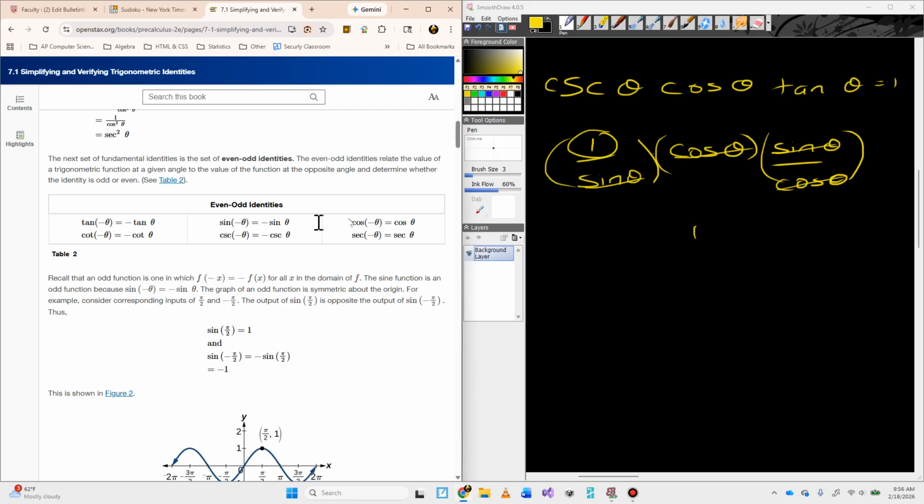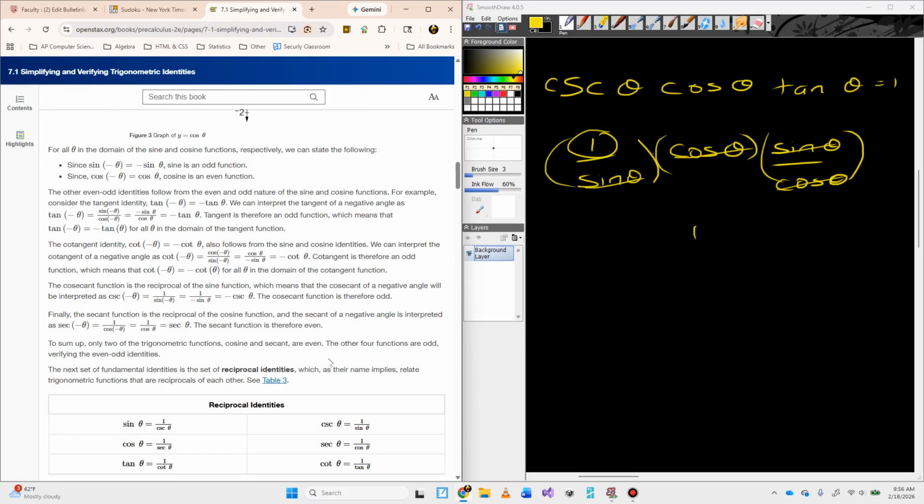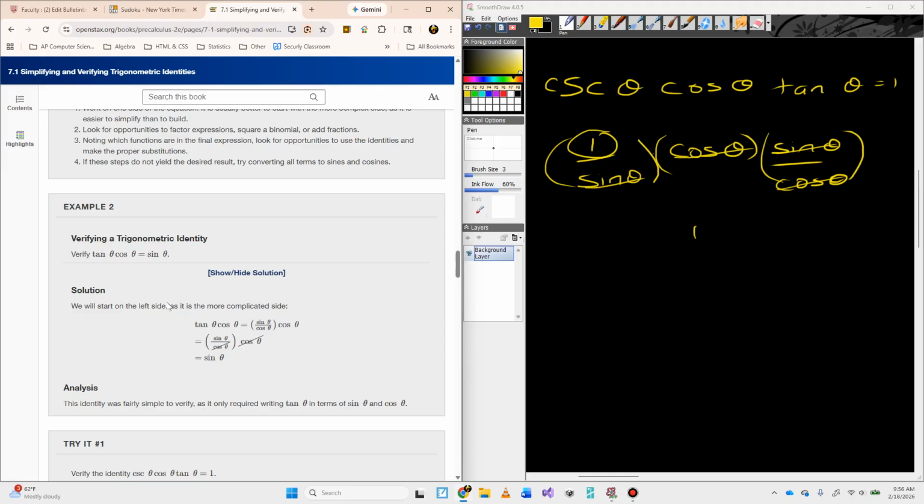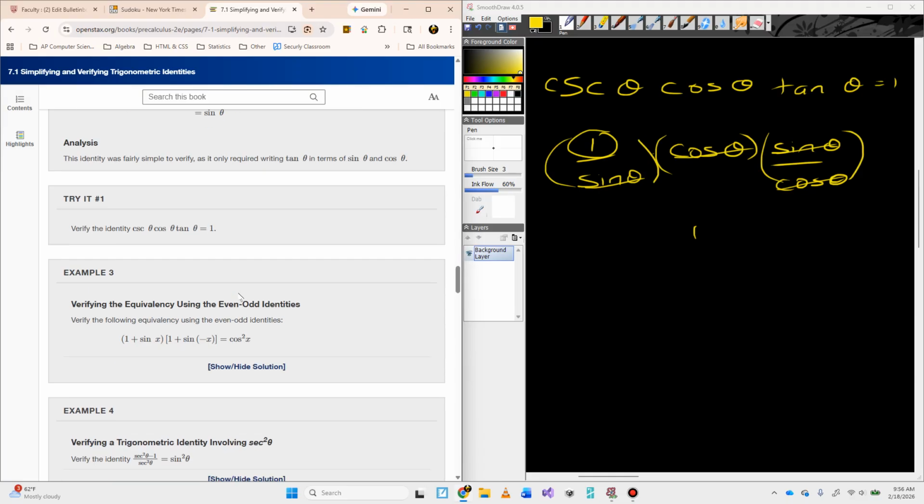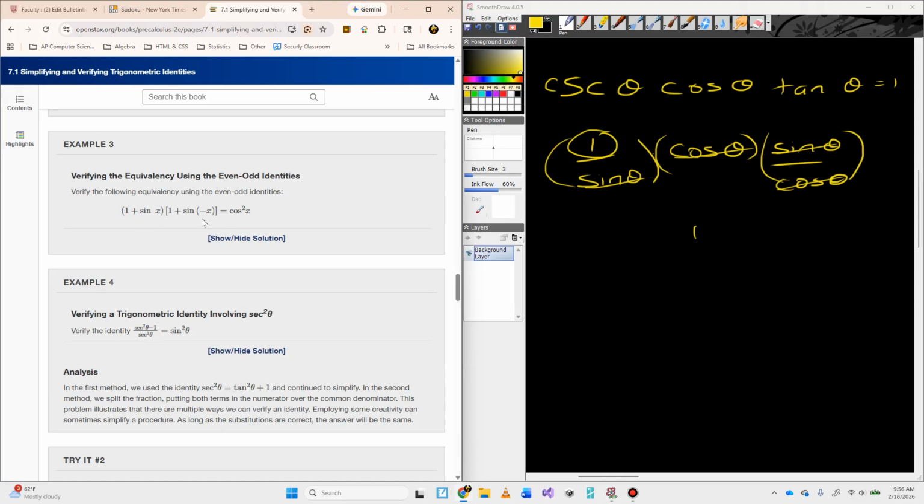And we can use these identities in order to rewrite and verify certain problems that will help us understand if something is in fact equal to something else. So we're going to use those even-odd identities right here to verify that. Now, did we answer the question, if I take the negative theta of sine, is that going to give me a positive sine value, or a negative sine value? Sine was odd, so it's going to give me a negative value.